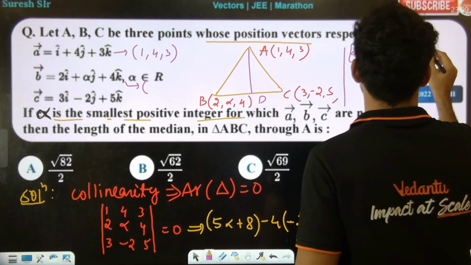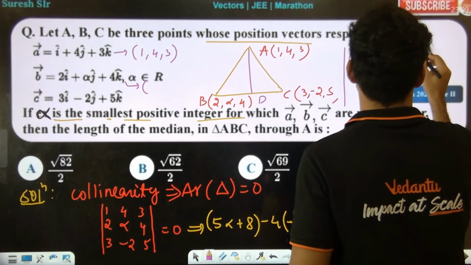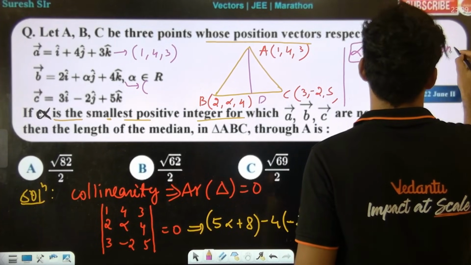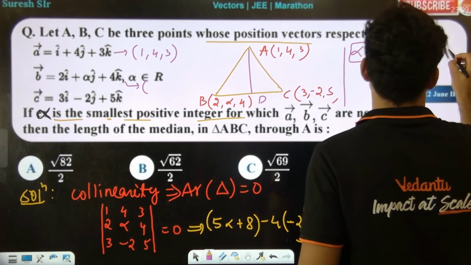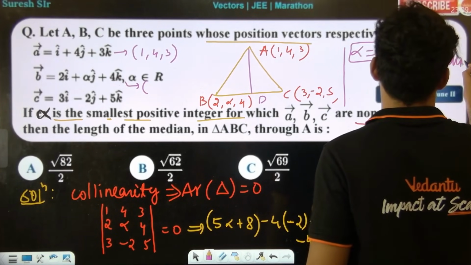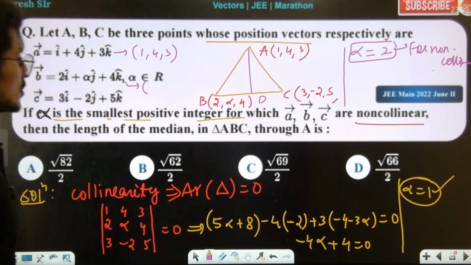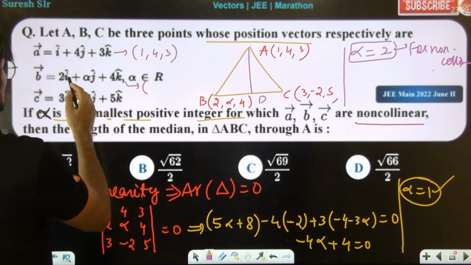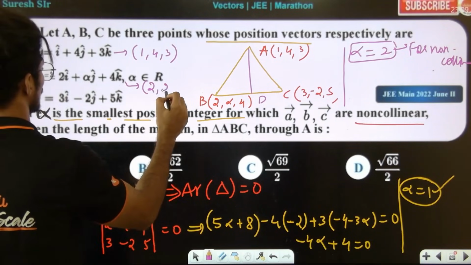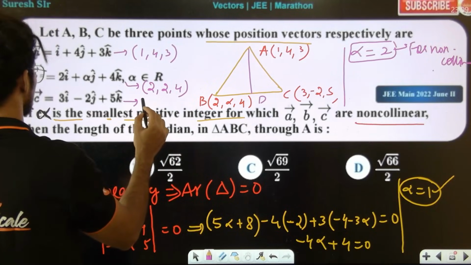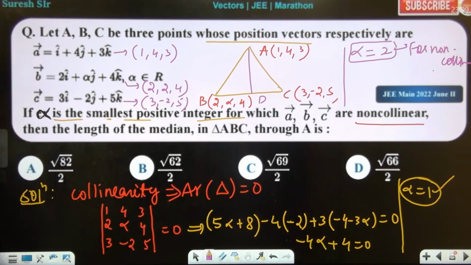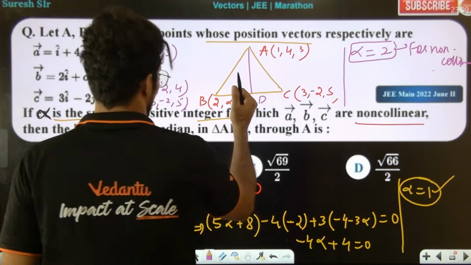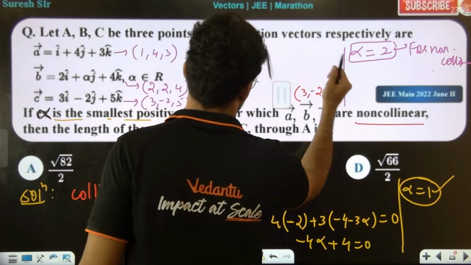For non-collinear, alpha value 2. 2 means what basically? B is 2, 2, 4. And what is C? 3, minus 2, 5. Are you all getting the point? Let me write this as it is here. Let me draw the diagram now.